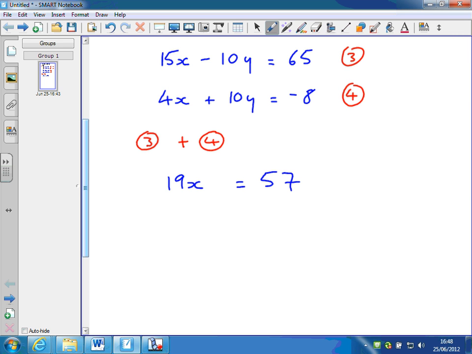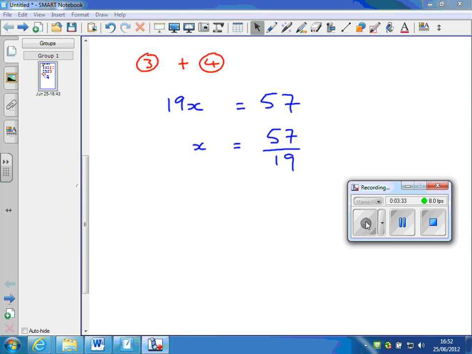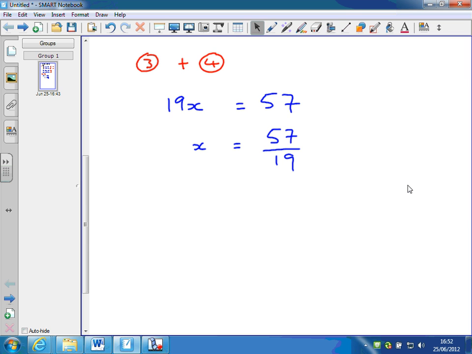So now I have a simple equation, 19x equals 57, so I divide both sides by 19, x equals 57 divided by 19, which is... not right. Have I made a mistake? No, that's okay. Can't do mental arithmetic. 57 divided by 19 is 3. So x equals 3.